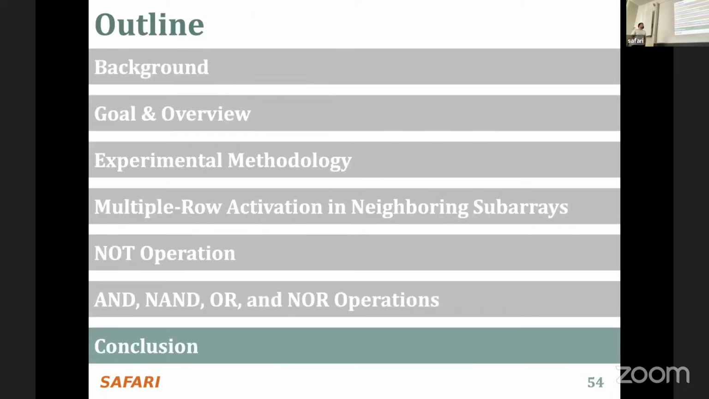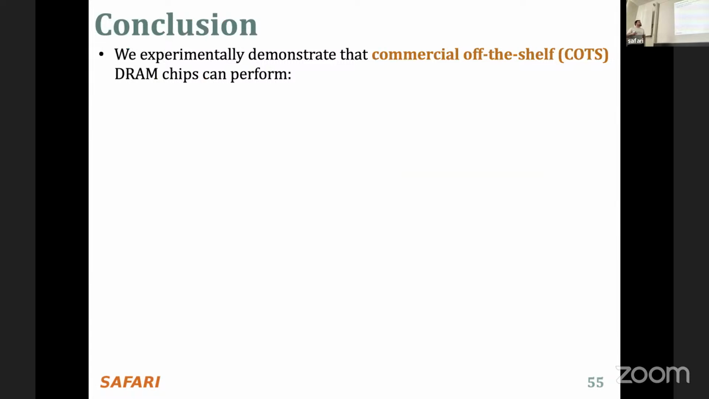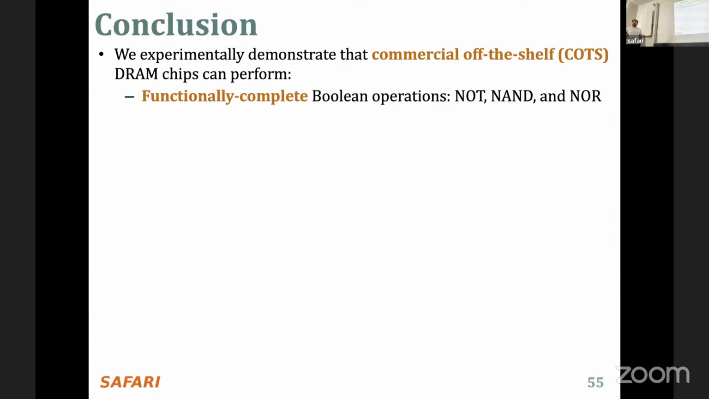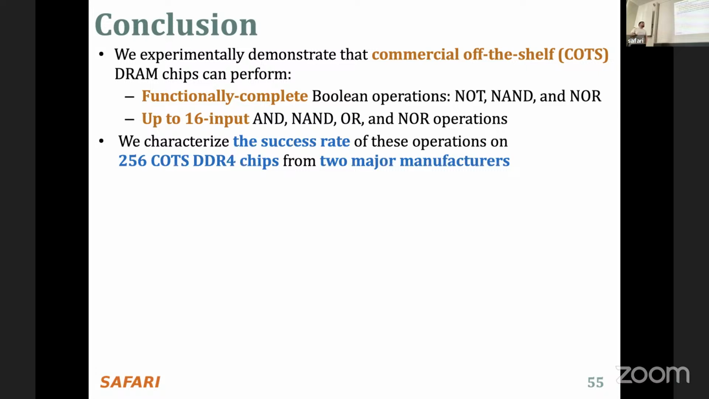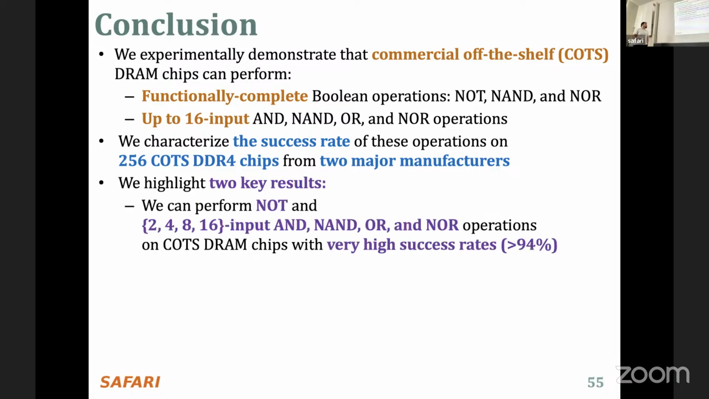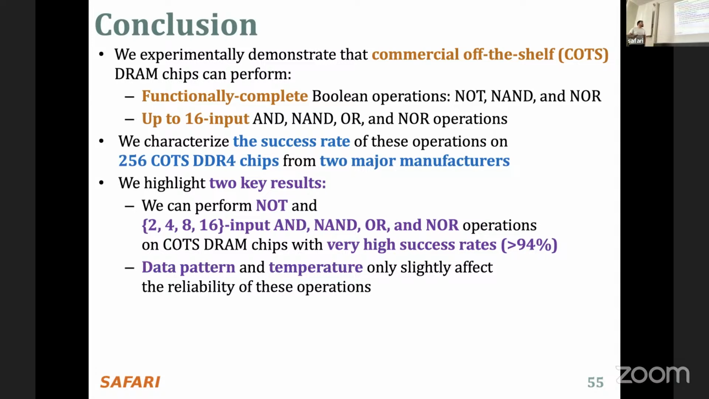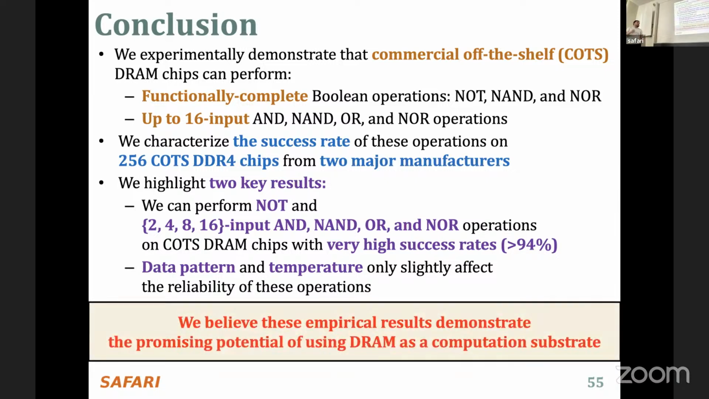And let me conclude my talk. So, the experiments demonstrated that off-the-shelf DRAM chips can perform functionally complete Boolean operations, NAND, NOR, NOT, and up to 16 input AND, NAND, OR, and NOR operations. And we characterize the success rate of these operations on 256 off-the-shelf DDR4 DRAM chips, and we highlight two key results. We can perform NOT and 2, 4, 8, and 16 input AND, OR, and NOR operations with very high success rate, and data pattern and temperature only slightly affect the reliability of these operations. And we conclude that we believe these empirical results demonstrate the promising potential of using DRAM as a computation substrate.